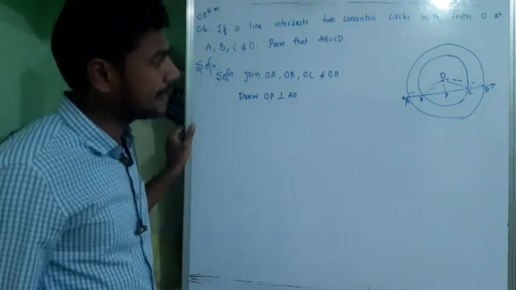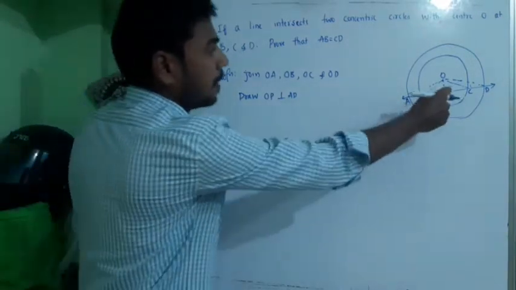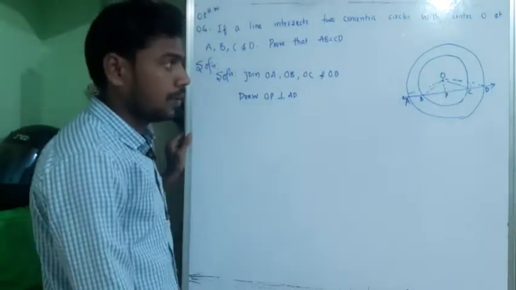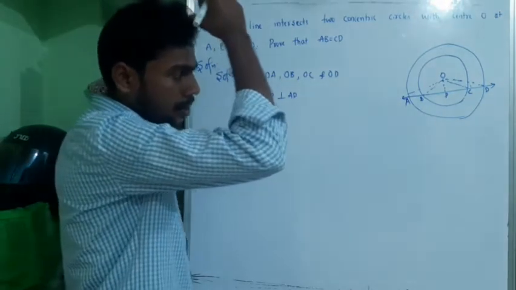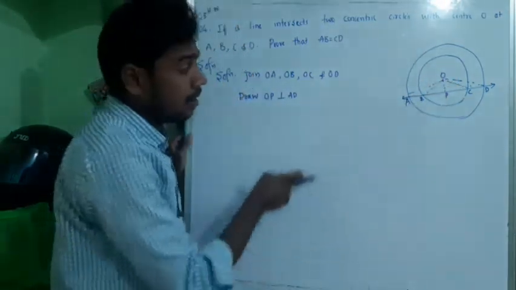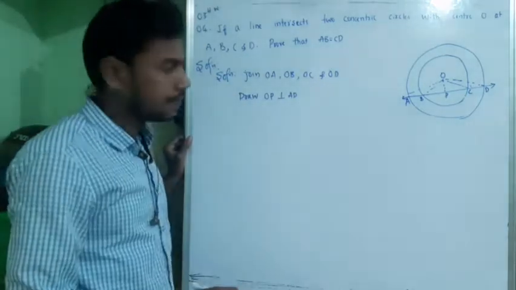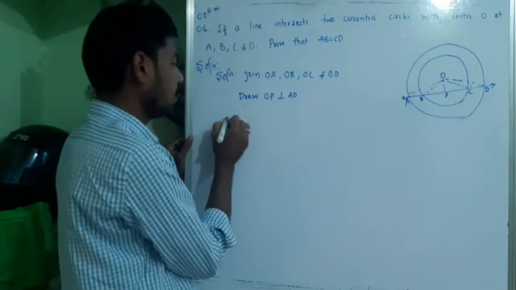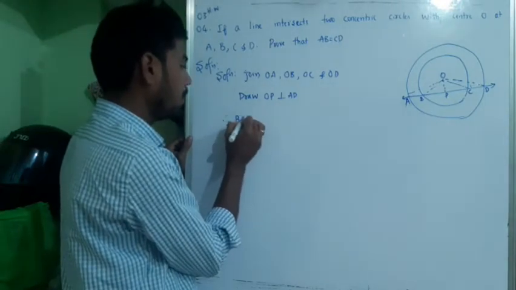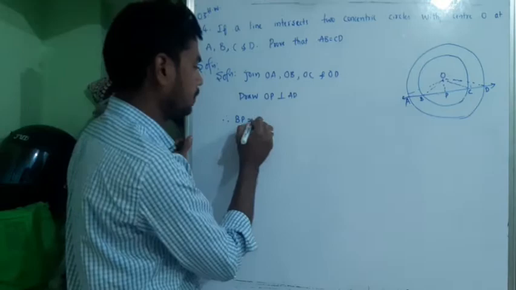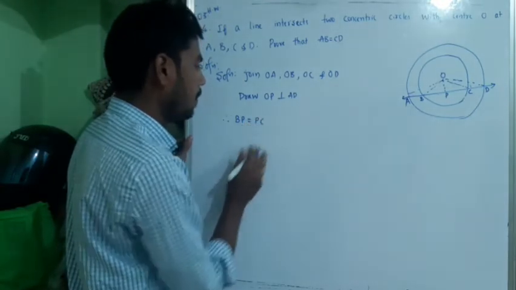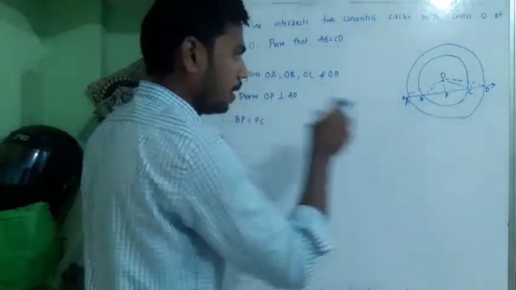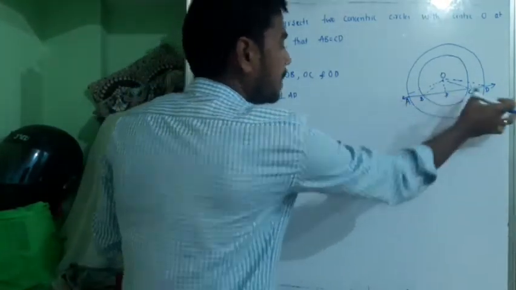Now, since OP is perpendicular to AD, the perpendicular drawn from the center of a circle to the chord bisects the chord. So in case of BC, it will be, therefore, BP is equal to PC, and in case of AD, it will be AP is equal to PD.